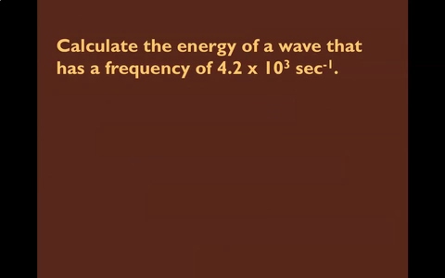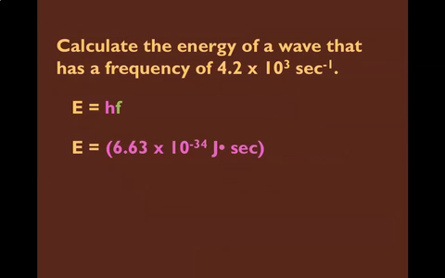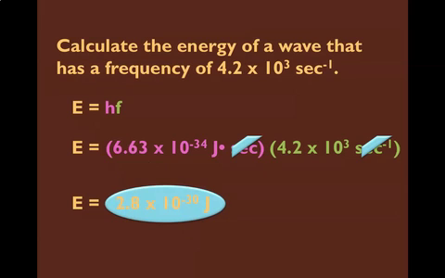We're going to do another one. Calculate the energy of a wave that has a frequency of 4.2 times 10 to the third seconds to the negative 1. I know my equation, E equals h times f. I don't know my energy. h is always the same, 6.63 times 10 to the negative 34th. And frequency is given to me in the problem, 4.2 times 10 to the third. So I multiply those together, my seconds will cancel, and I'll end up with joules. My energy is 2.8 times 10 to the negative 30.